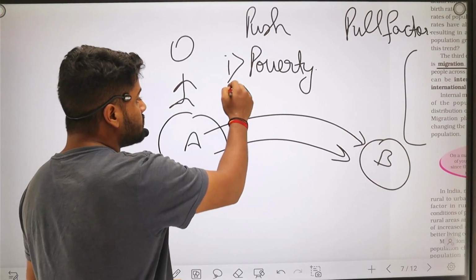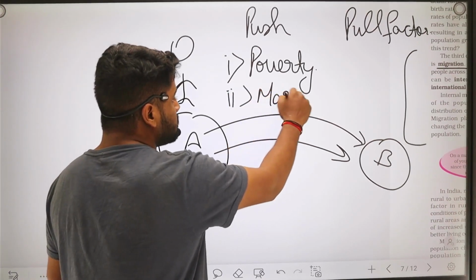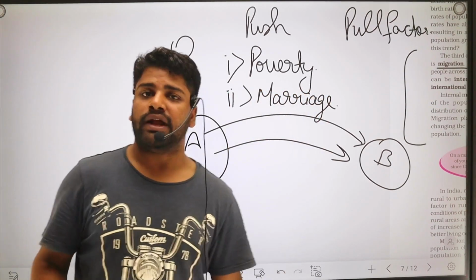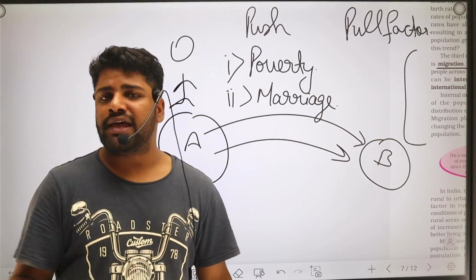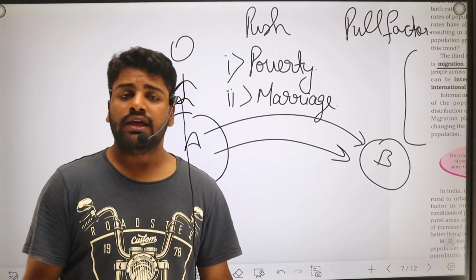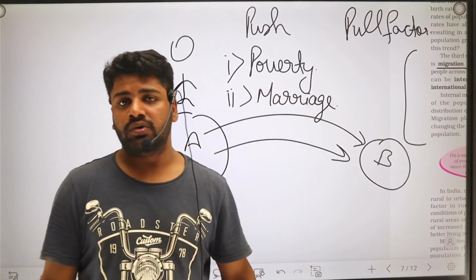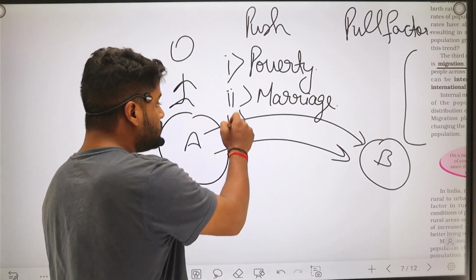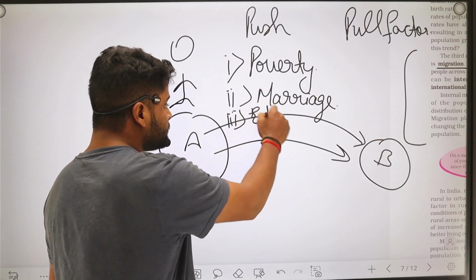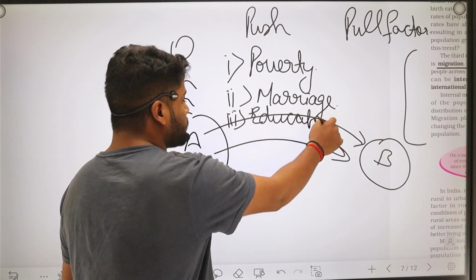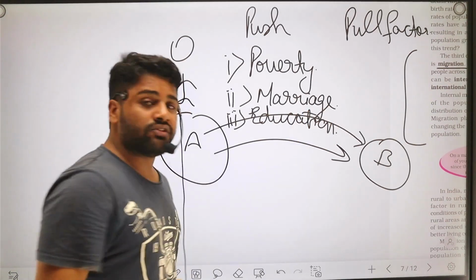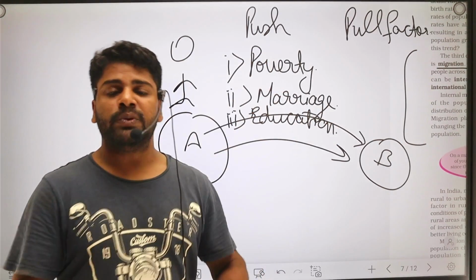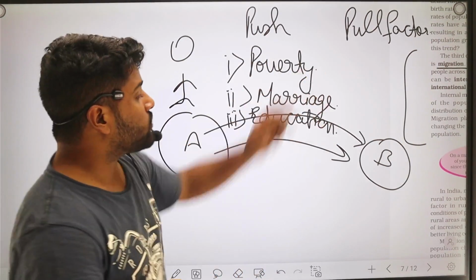Second, marriage. For the sake of marriage, if the girl or the boy has to leave his or her parental home and move to another home, the population is changing. Third, education. These are certain things. In order to get better education, we change our position. So these are certain things out of many which promote migration.